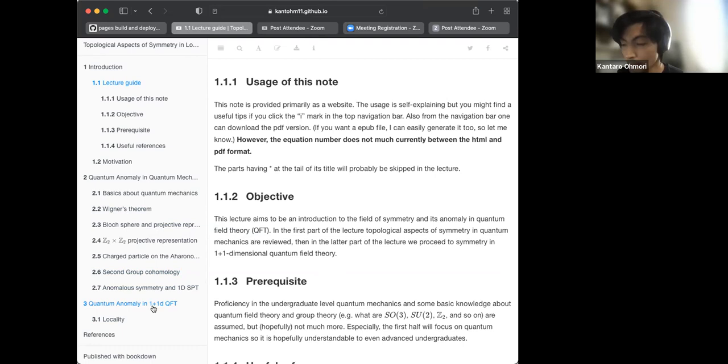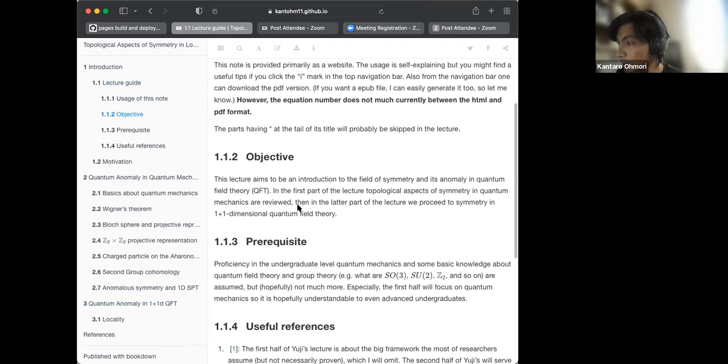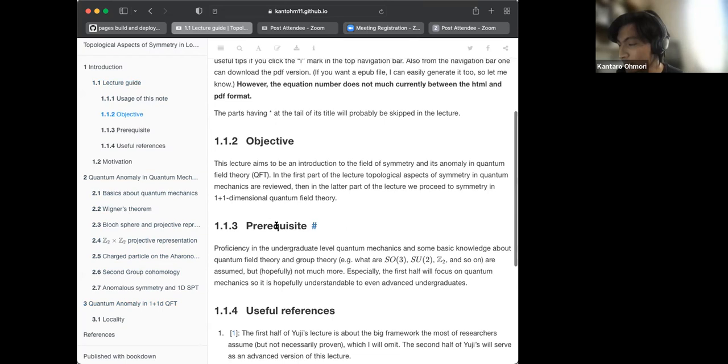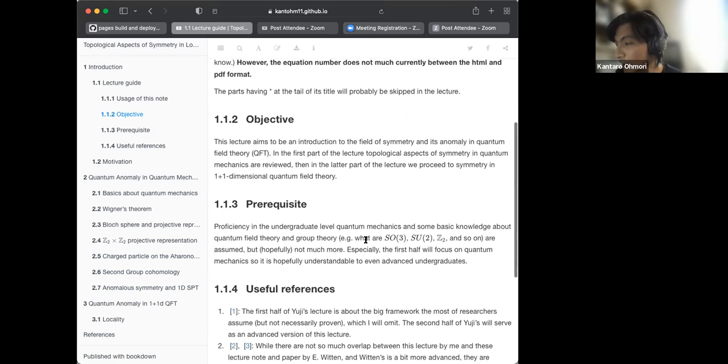That's my plan. And I'm afraid that three quarters of the lecture will use quantum mechanics, but anyway. The prerequisites are pretty low, because at least half of the lecture is going to be just about quantum mechanics. For the first part, some basic undergraduate-level quantum mechanics knowledge is enough. For the latter part, I assume that you know about the free scalar theory in QFT, but nothing more than that. I also assume some familiarity with group theory, like SO(3), SO(2), or Z2. That's the prerequisite. And these are the references.